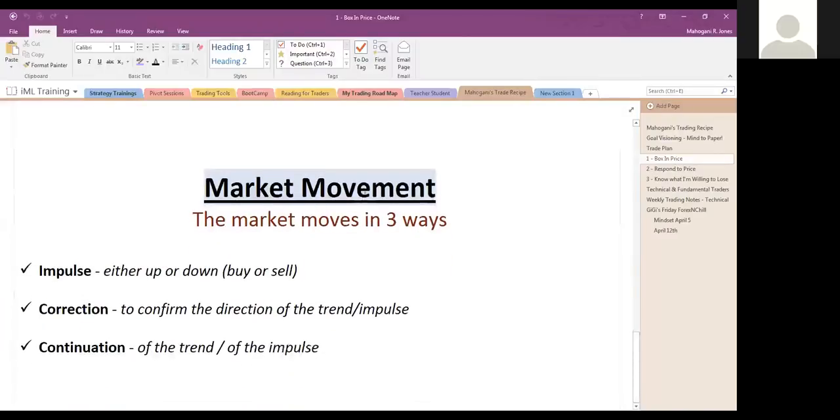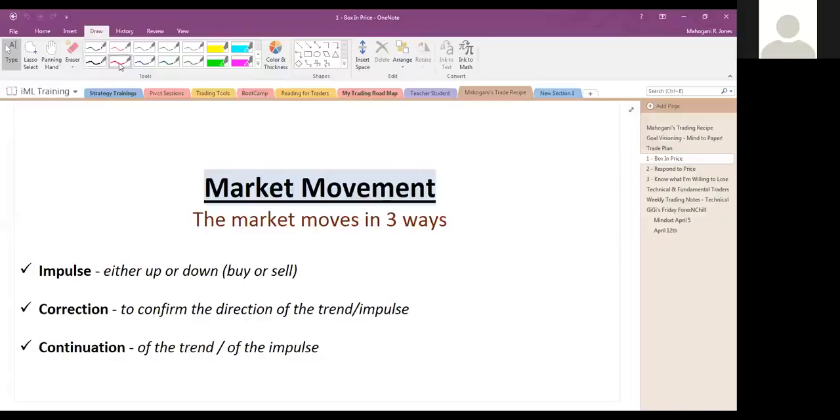Final thing I want you guys to know is that the market moves, and it only moves in 3 ways: impulse, correction, continuation. Impulse, correction, continuation. Okay? The market moves only in these 3 ways.